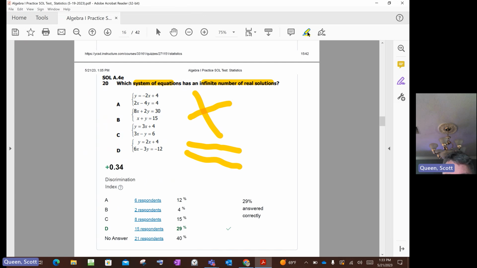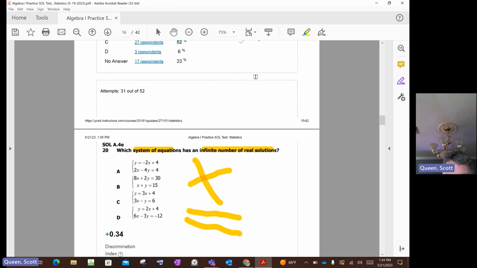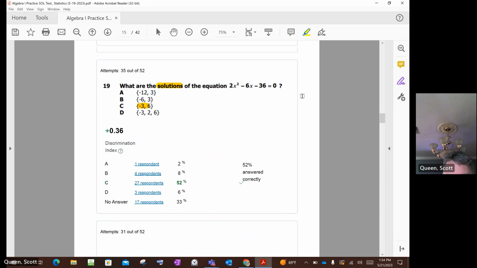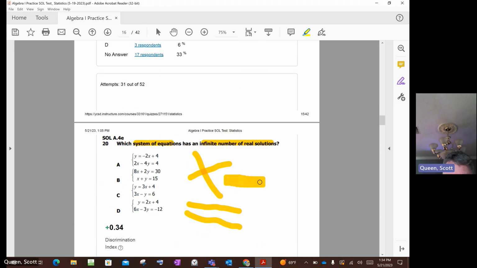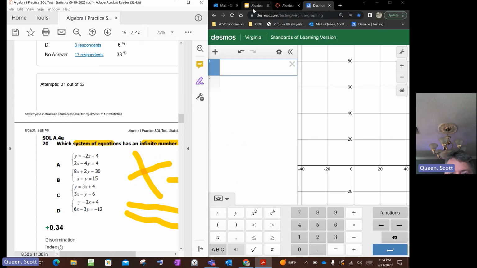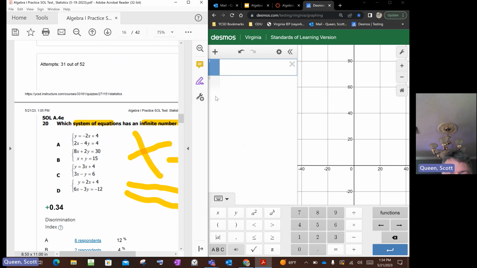Hang on, I messed up my thing here. Oh, no. Did I lose it? I'm not sure why I can't highlight anymore. Oh, there it goes. Okay. So remember, if it is the same line, they touch infinitely, which means we're looking for the same line. So let me put this back in my split screen mode. All right, so let's start graphing some stuff.